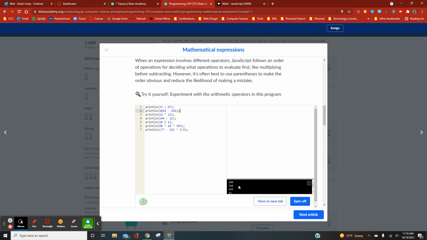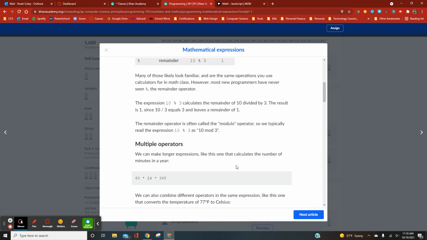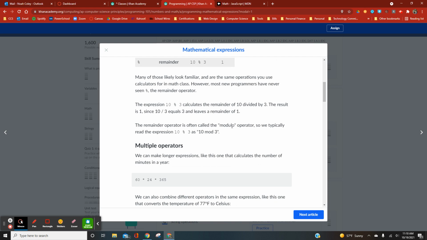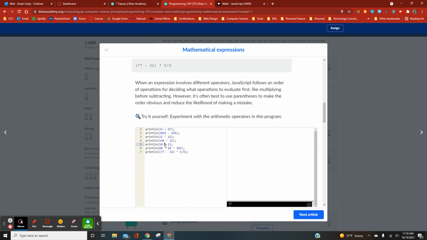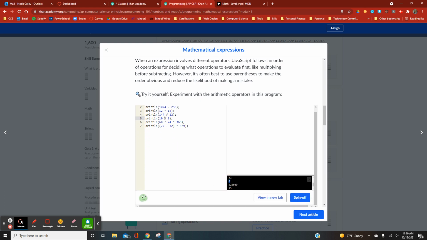1024 minus 256 is 768. 12 times 12 is 144. 144 times 12 is also... 10 remainder 2, or 10 mod 2. Remember, this symbol right here, you should really start thinking about it as the mod or modulo operator. The question it's really asking is, how many are left over if I take 10 and take as many 2's out of 10? So we know that 10 divided by 2 is 5, and there's nothing left over. So the answer is 0.